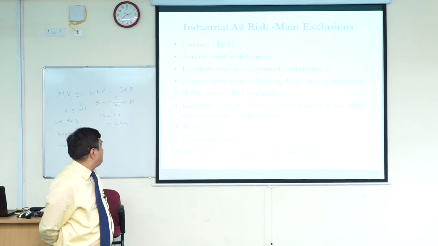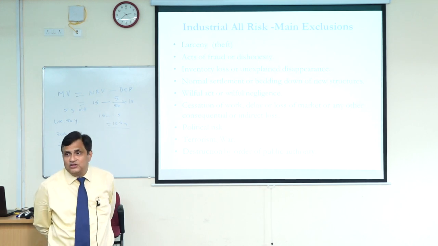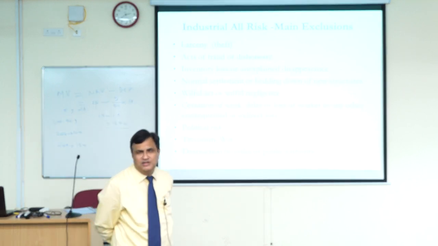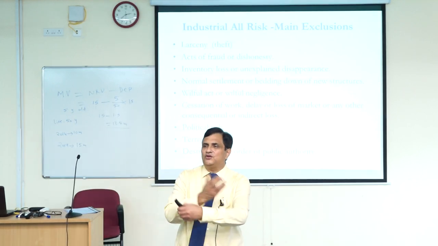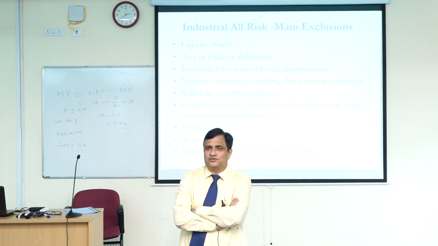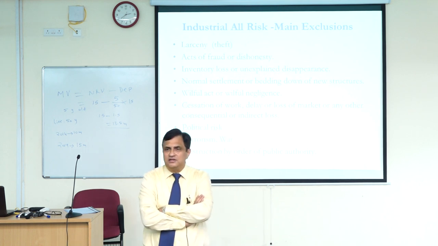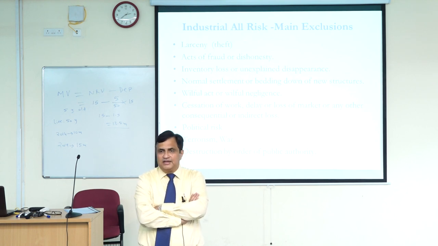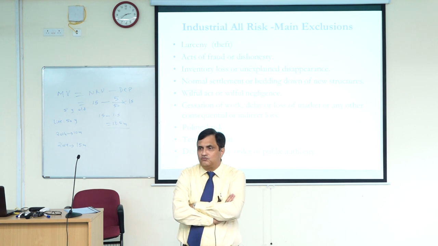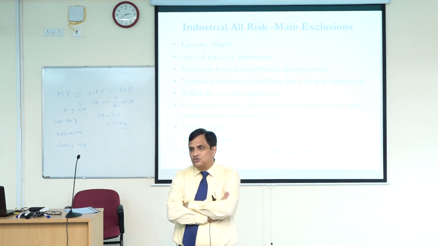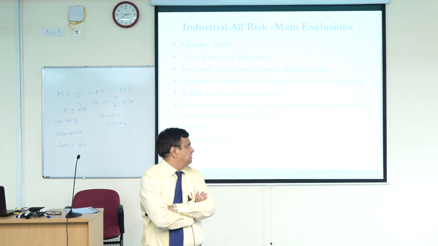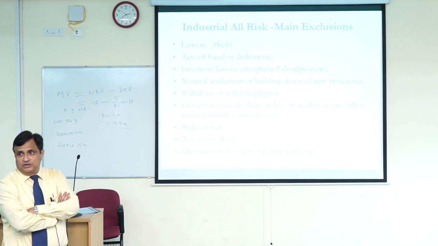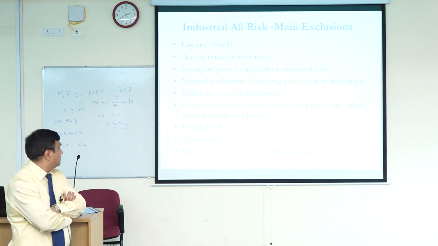Theft is not covered. Acts of fraud or dishonesty are not covered. Inventory loss or unexplained disappearance is not covered. Inventory loss fundamentally means any loss that you notice during the inventory taking process. When I take an inventory, last year there were 30 chairs. Today, when I take an inventory, it's only 25 chairs. I don't know how those 5 chairs went away. I can't claim from the insurance company. It's an inventory loss. But if you know what is the reason for that loss, and it's covered, you can claim it, but not as an inventory taking process.